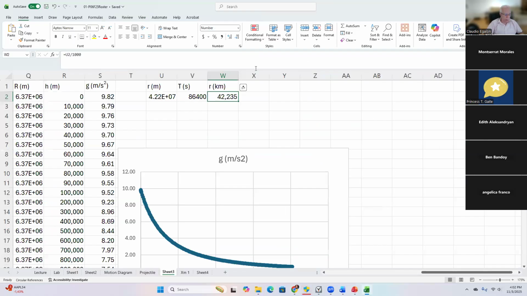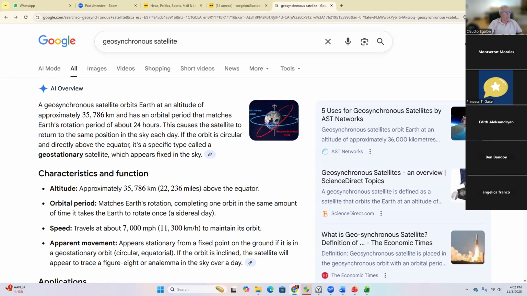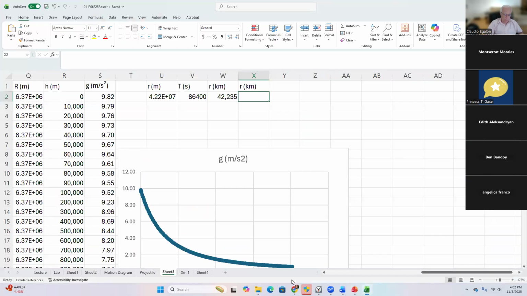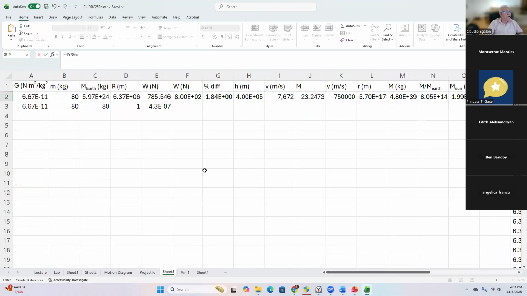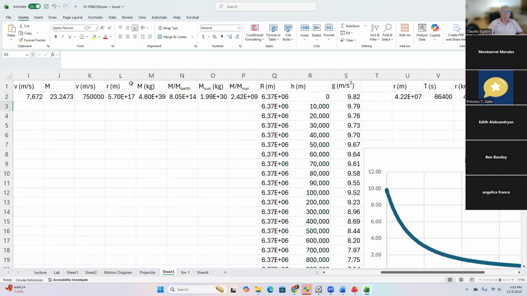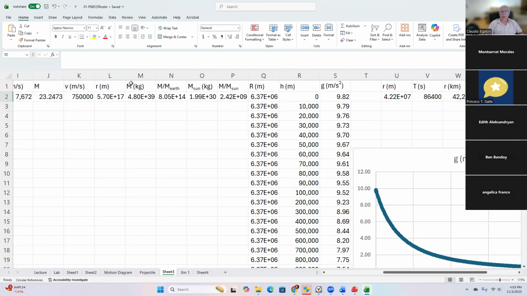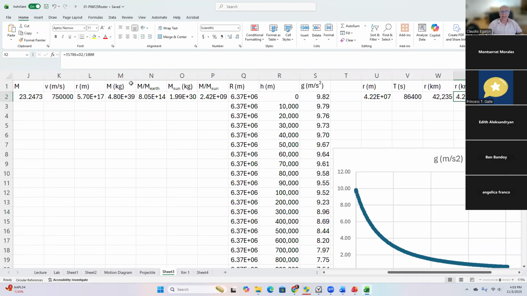According to Wikipedia, R in kilometers is 35,786 plus the radius of the Earth. The radius of the Earth is in meters, divided by 1,000, and look what we get. We got the same thing, right? We got the same thing that I got here.